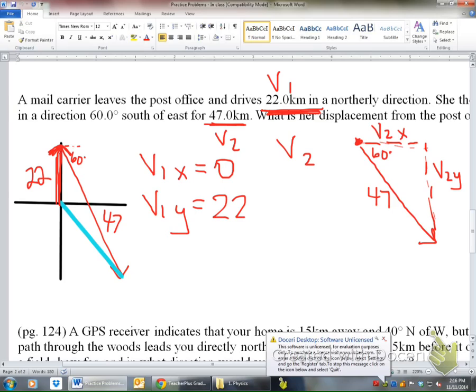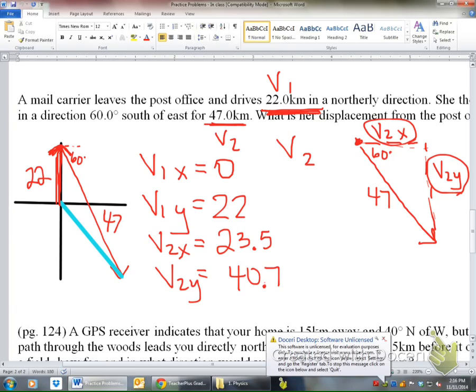It doesn't matter which side you do first. We're going to use our trig functions, and it doesn't matter what side you do first because you're going to need to find both. So go ahead and do your trig functions and give me those values. For V sub 2x you're going to use cosine. For V sub 2y, you're going to use sine. That's right. So we have our components: V sub 2x is positive 23.5. The 40.7 needs to be negative because it's going downward over here, so that's a negative component.